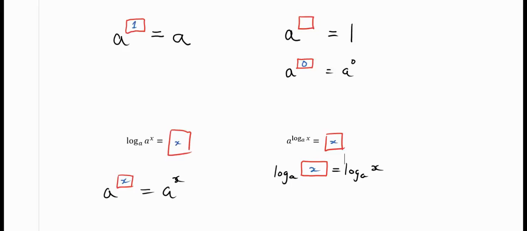You don't have to do this every time. In fact, we're trying to learn to avoid rewriting in exponential form every single time. We don't want to have to do that. That's not how we always solve logarithms. We learn to solve logarithms as they are. Everybody good? Questions? All right.